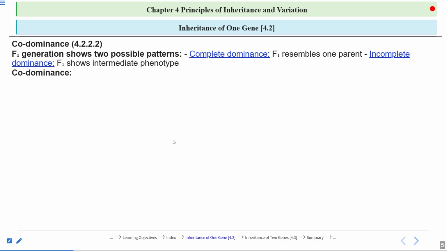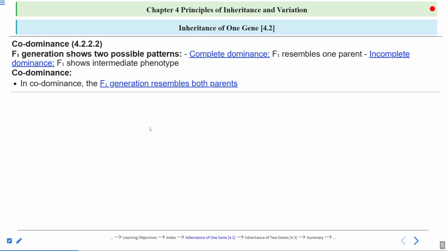Now let's talk about codominance. This is the third pattern shown in the F1 generation. First was complete dominance, second was incomplete dominance, third one is codominance. Now let's understand what is codominance. In codominance, the F1 generation resembles both the parents.